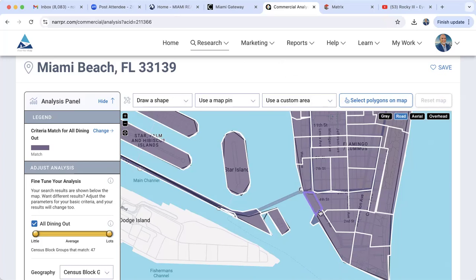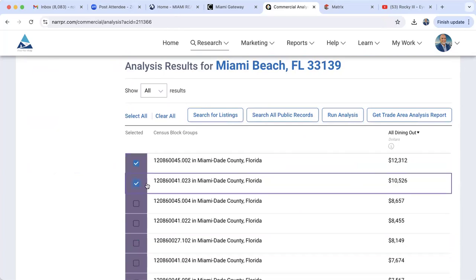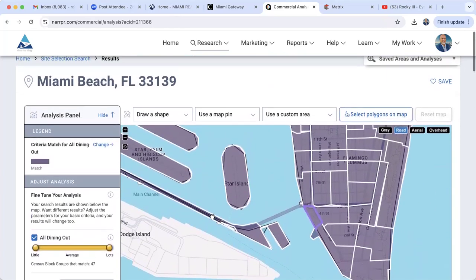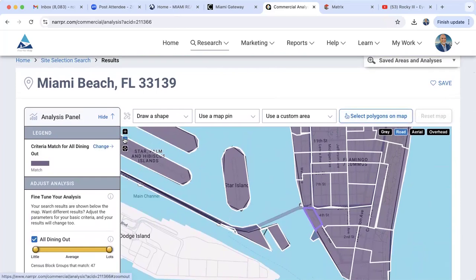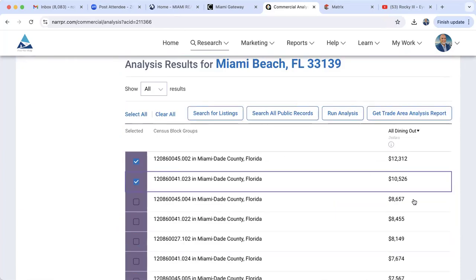So these are the first place votes, this area right there. Who's second place? Second place is this one right here. Select it. Coming in at $10,000 a year. You've got these islands right here, the Venetian Isles. They're spending 10,000, I believe it's 10,500.